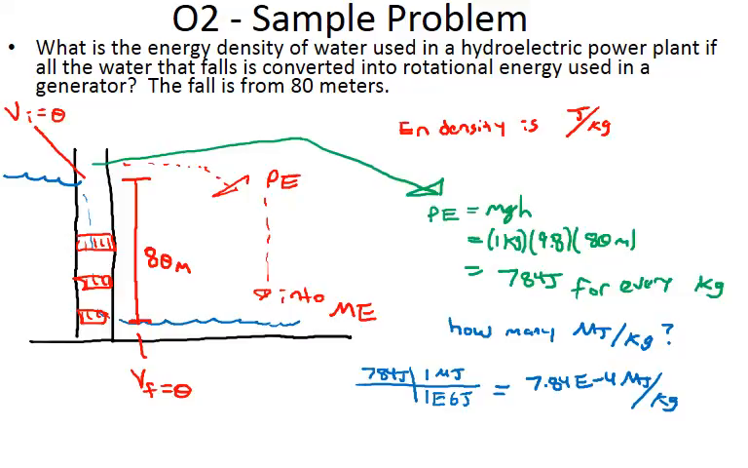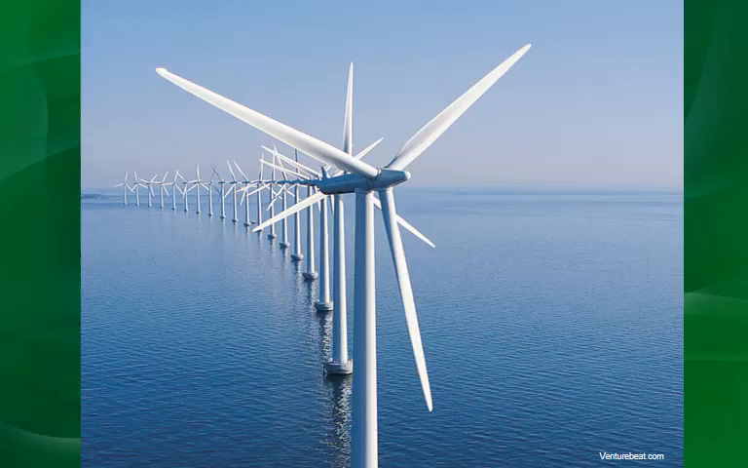All right, so it should be 7.84 times 10 to the negative fourth megajoules per kilogram, which is a whole lot less than those fossil fuels that we've looked at. With the fossil fuels, the energy density is much higher than this one.